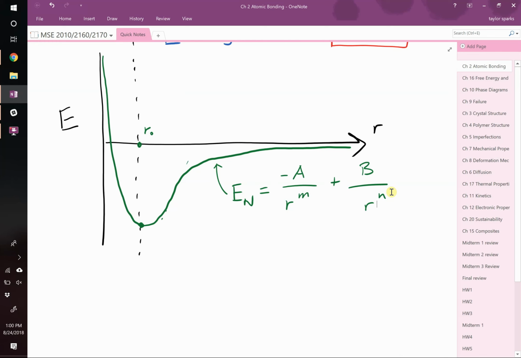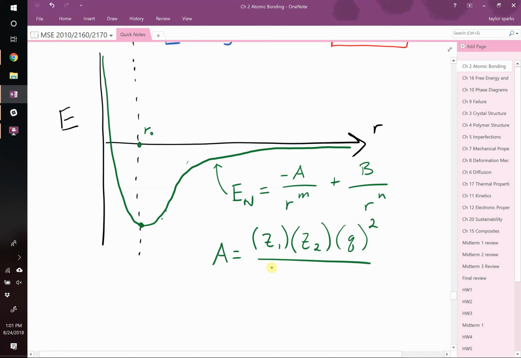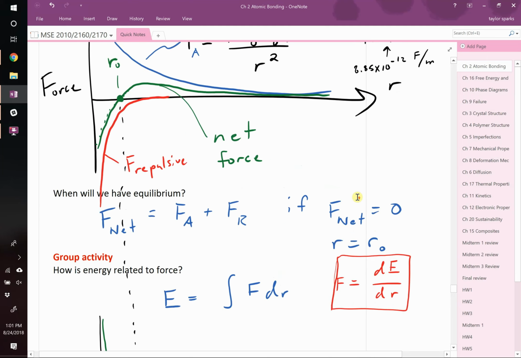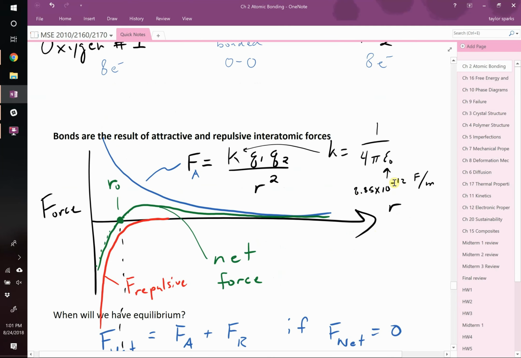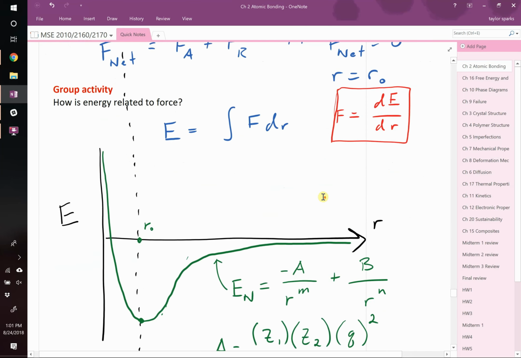So what do A, B, M, and N typically exist as? What are the numbers they exist as? Let's start with A. It's just a footnote in your book, you might almost miss it, but it tells you that A is equal to Z1, that's the charge of your first ion, times Z2, that's the charge of your second ion, multiplied by the fundamental charge of an electron squared, all divided by 4 times pi times epsilon naught. And I've added what epsilon naught is in our notes from last time. It's the permittivity of free space. It's 8.85 e to the negative 12 farads per meter. So that's in the notes, okay?